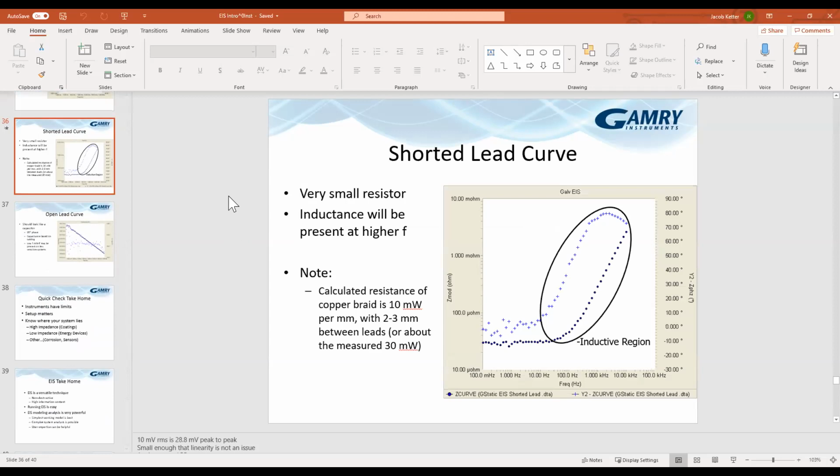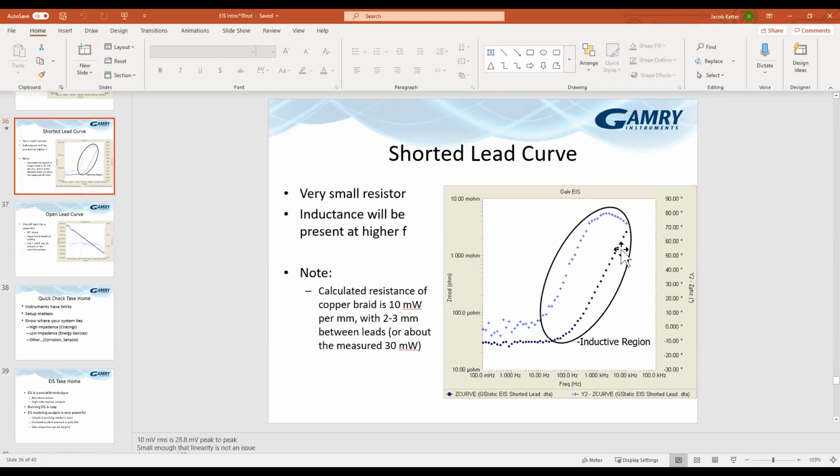KK is almost always going to line up pretty nicely on top of this inductive region. So basically, inductors are actual circuit elements. They are linear, stable, causal. So if you do KK here, it will come out perfectly fine. Whether or not it is of meaning, that's what this shorted lead curve is kind of there to tell you.